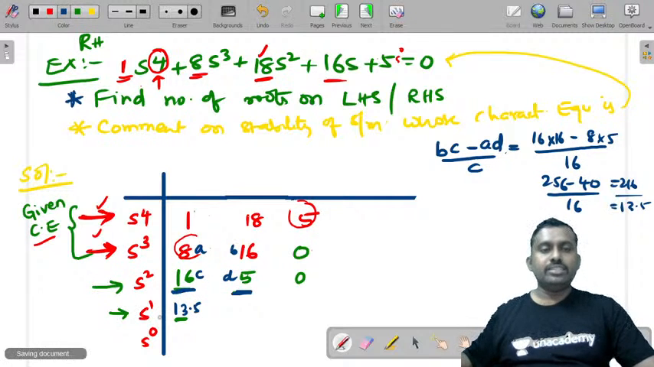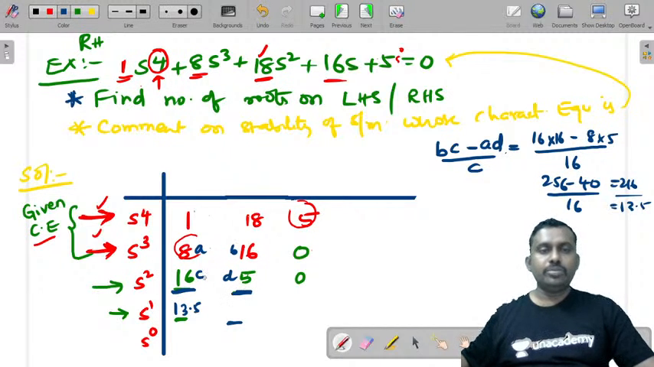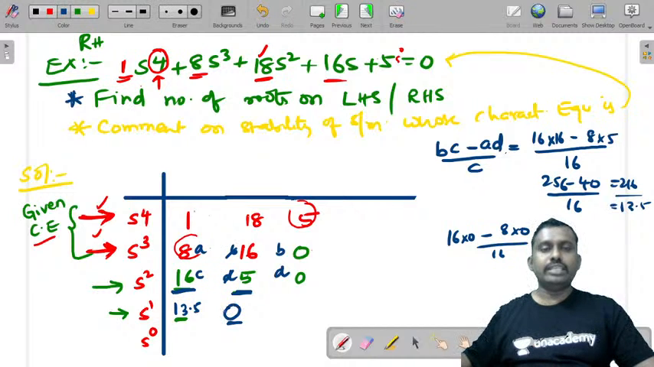So that is how you'll find this row. And in order to find the next one, what you need to do is take this B and D to the next column, these as B and D. Now because they are multiplied with zeros, 16 into 0 minus 8 into 0 by 16 will give you a 0. So this is a 0.